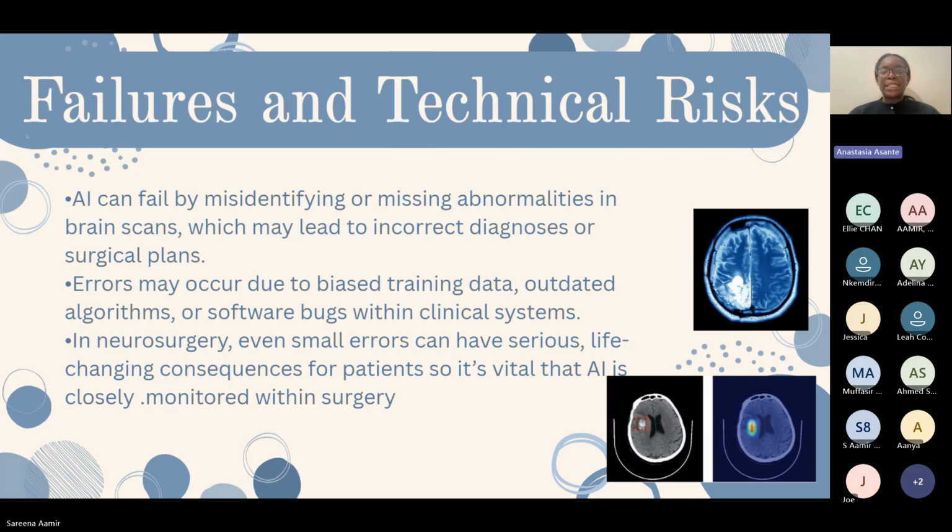In terms of failures and technical risks, AI can fail by misidentifying or missing abnormalities in brain scans, which may lead to incorrect diagnosis or surgical errors. We also have errors that may occur due to biased training data, outdated algorithms, or software bugs within clinical systems. And in neurosurgery, even small errors can have serious, life changing consequences for patients. So it's vital that these AI tools are closely monitored within surgery by any healthcare professional or surgeon.